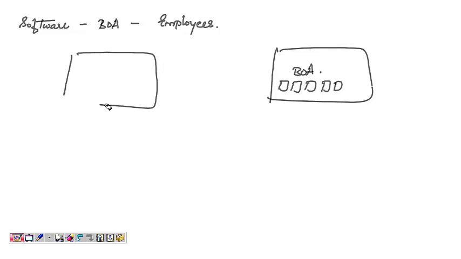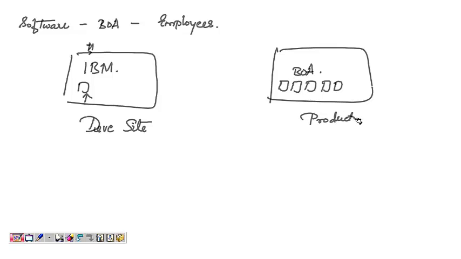But where is that software developed? In our IT company. Let's say IBM is our IT company wherein these softwares are developed, right? So this is nothing but the development environment, or it is called the developer's site, right? And Bank of America computers are what? These are basically the production environment.